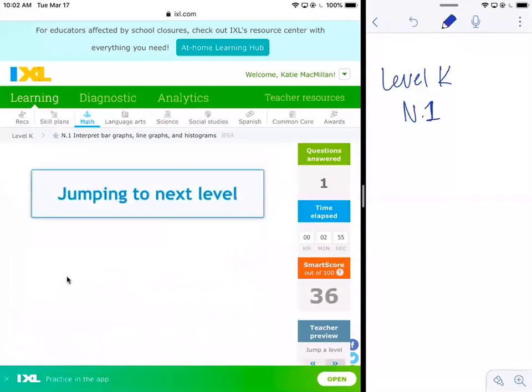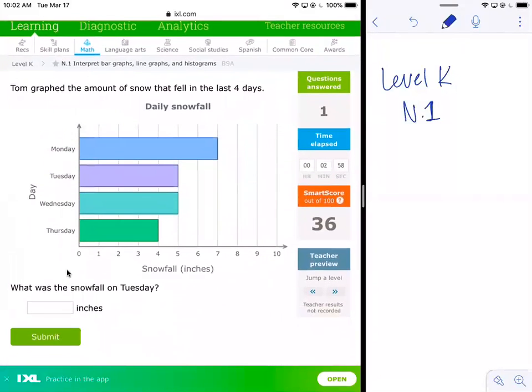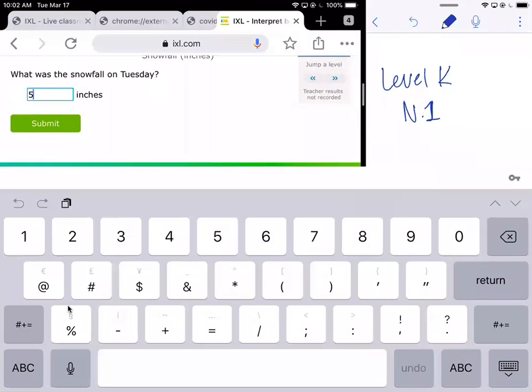So then the next level looks like this. It says Tom graphed the amount of snow that fell in the last 4 days. So Monday, Tuesday, Wednesday, Thursday, and each of the days. Wants to know what was the snowfall on Tuesday. So when I go to Tuesday and go out here to the end of the bar, that bar represents 5 inches. So here, I'm going to press there, press 5.